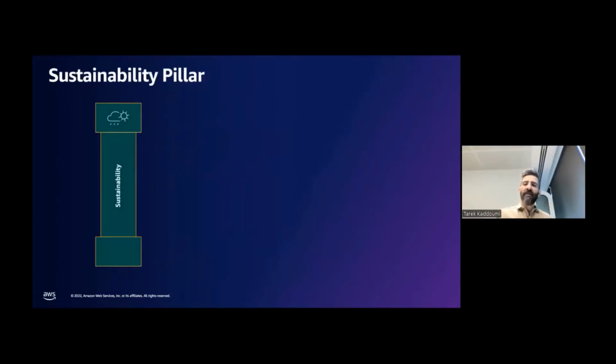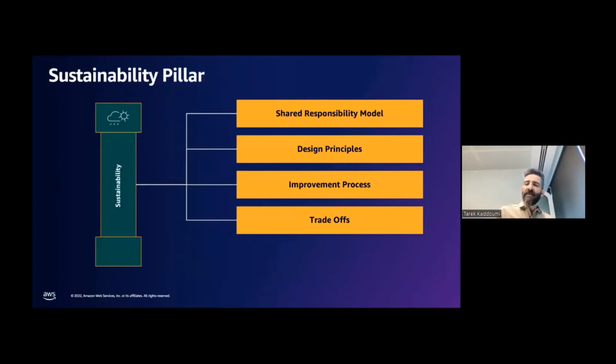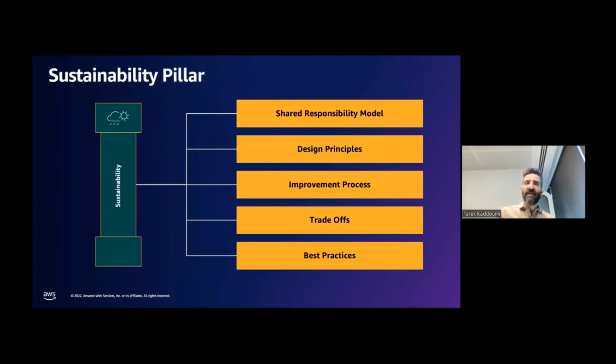Moving forward, I'm going to deep dive with you into the sustainability pillar. As you can see, under the sustainability pillar we have what we call the shared responsibility model, and I'm going to give you a bit of an idea about it. We have the design principles, the improvement process, trade-offs, and best practices.